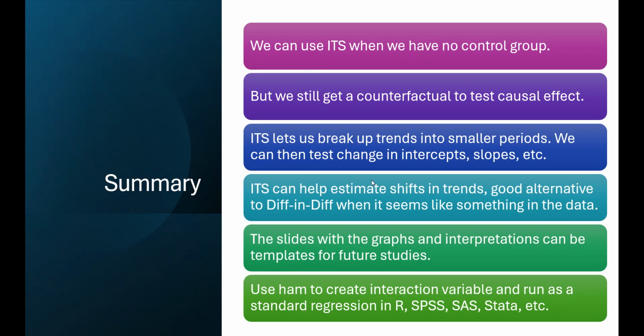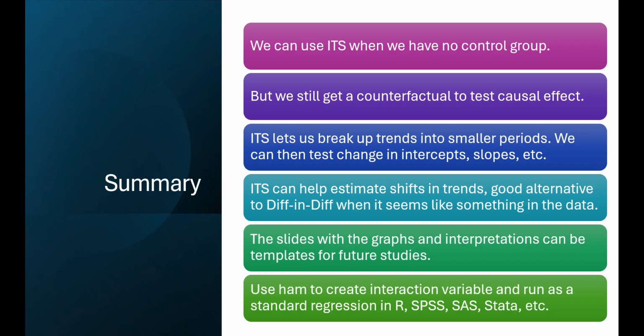Okay, so in summary, we can use ITS when we have no control group, but we still get a counterfactual to test the causal effect. ITS lets us break up trends into smaller periods. We can then test change in intercepts, slopes, and so on. If we think back to that very first example where the trend seemed to help right away, but the impact of that program kind of lessened or weakened over time, we can calculate that and test those trends.